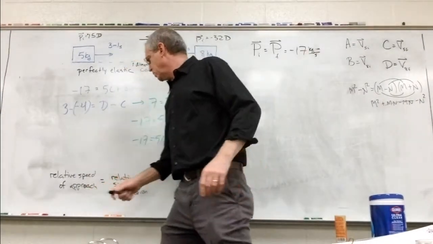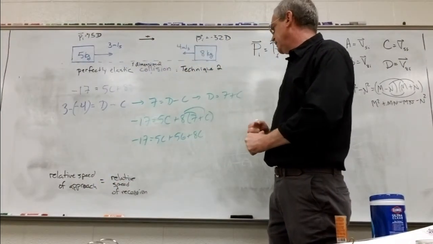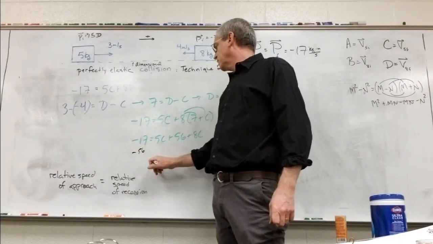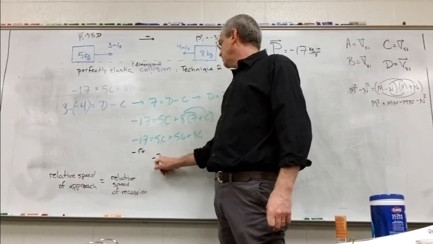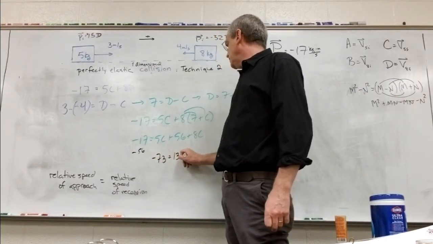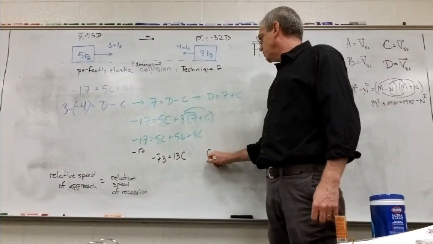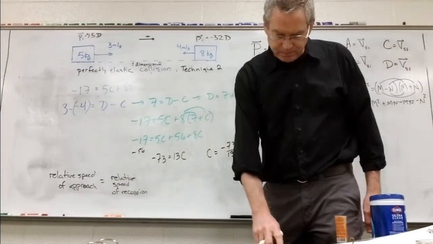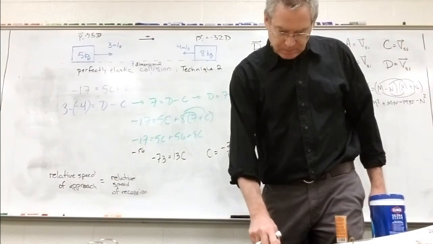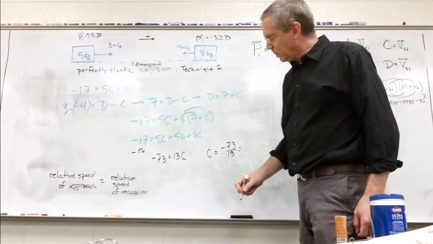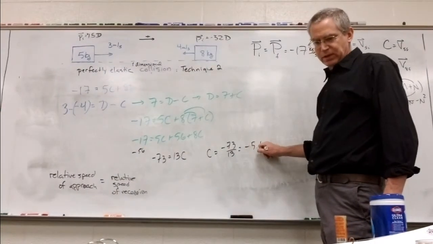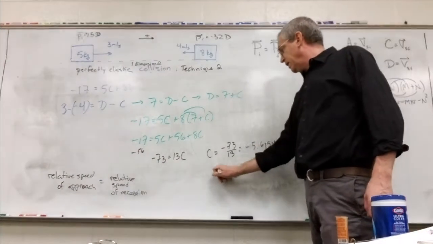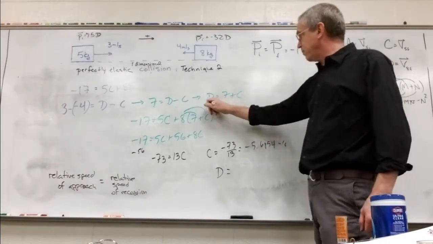And again, going for the darker marker. So I have, subtracting 56 from both sides, negative 73 is equal to 13c. And so c is negative 73 thirteenths. Negative 5.6154 meters per second. It's exactly what we had before. And d should be 7 more than that based on this.